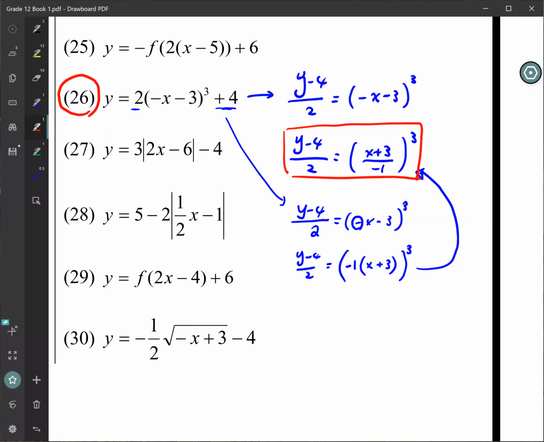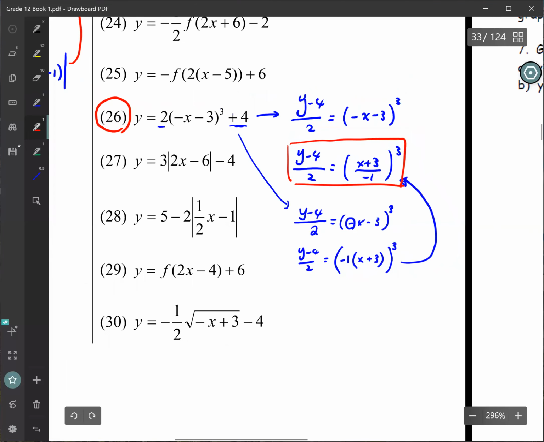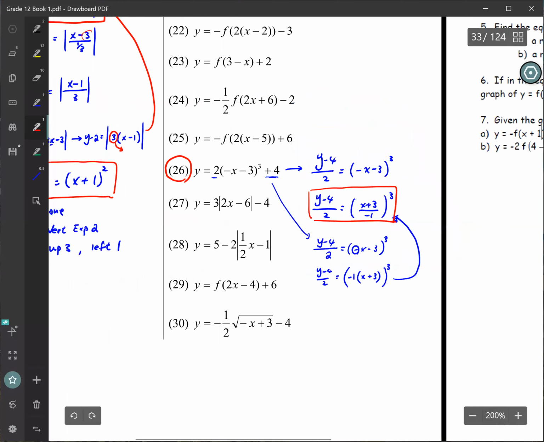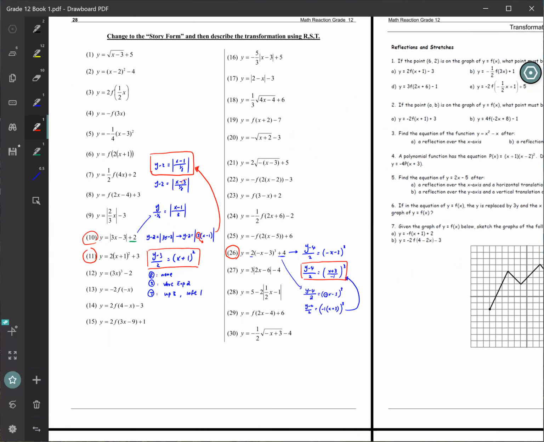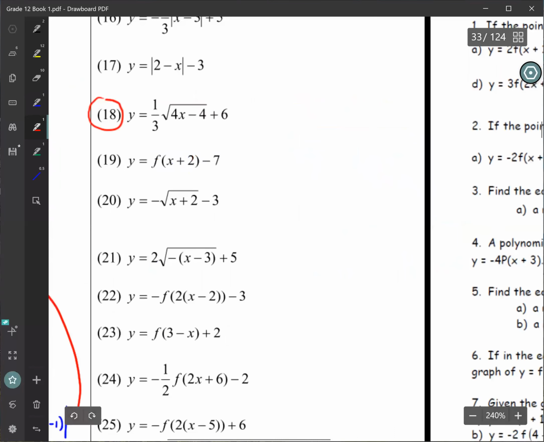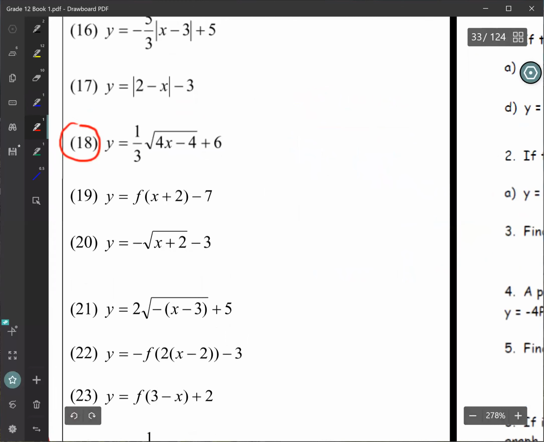All right, so let's pick another one that has a square root, okay? Let's see if we have anything that's a bit harder with the square roots. Okay. Let's do 14. Sorry, not 14, 18. Okay, I can count. 18. So once you get the story form, please raise your hand.